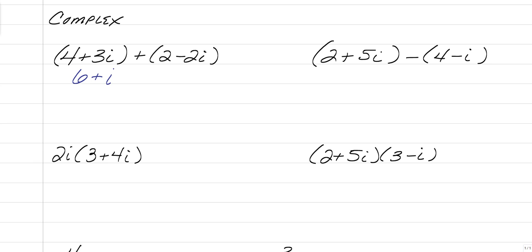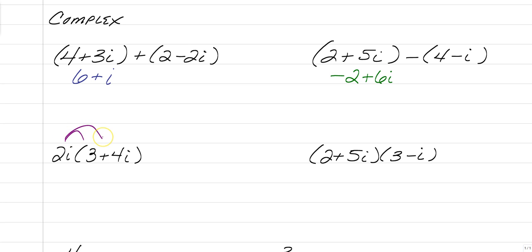Same with this next example. We have 2 minus 4, which is a negative 2, and 5i minus a negative i is going to turn into 6i. And notice that I am writing it with the real number first and then your imaginary number. That is standard form when you are working with complex numbers. Okay? But when you start multiplying, that's where things change a little bit.